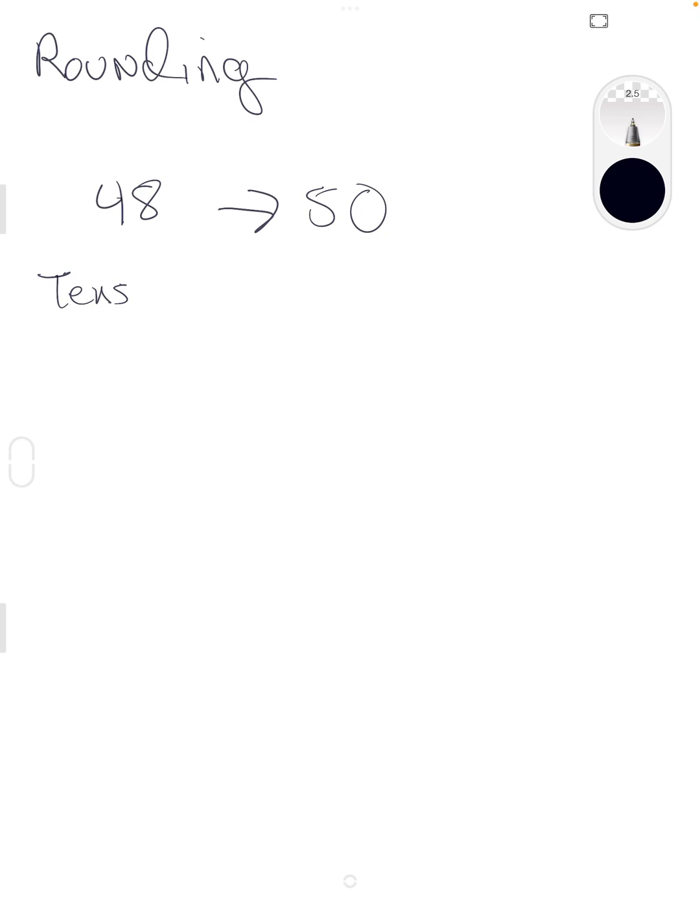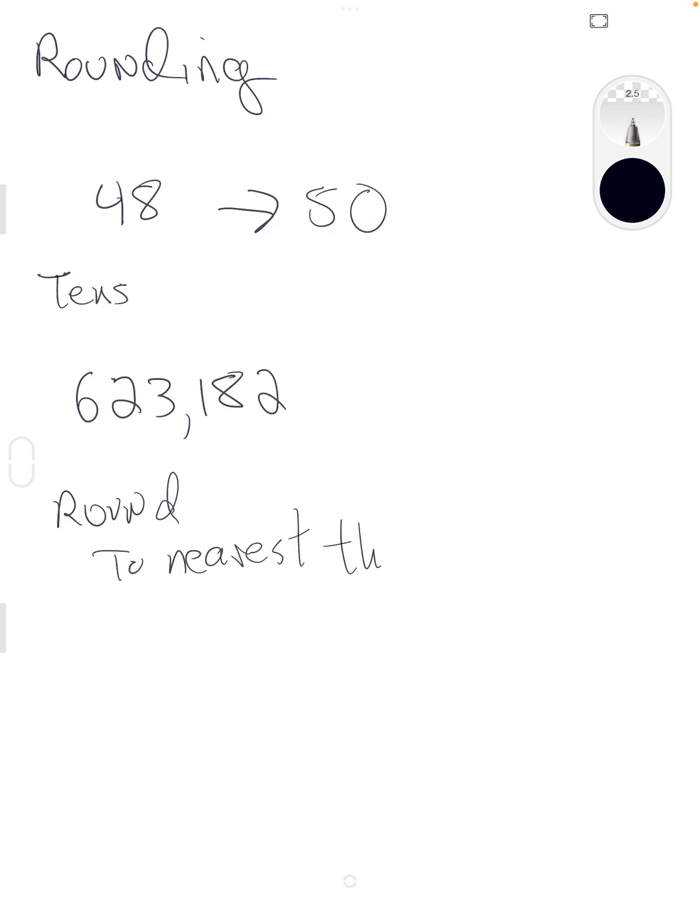Okay, that's by tens. If I had a number like 630 or 623,182, and I said, I want you to round to the nearest 1,000. Okay, that means if I think of it, this is hundreds. This is the nearest 1,000. So what you're going to do is you're going to be 623,000. Okay, how did I know what it is?